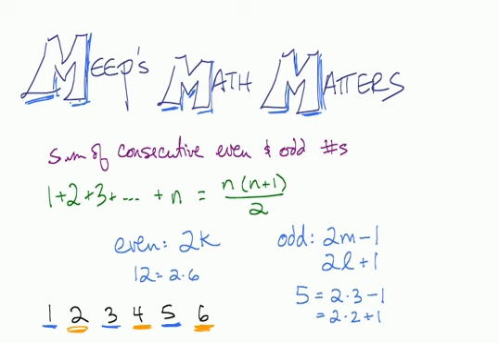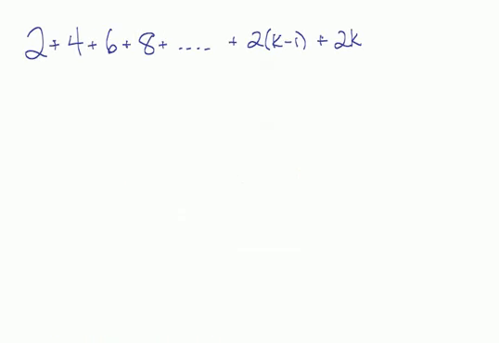But now what I'm going to do is take all the even numbers and add them up. Consecutive even numbers: get a formula for that, and do the same with odd numbers. So let's get to it. Adding up the consecutive even numbers.